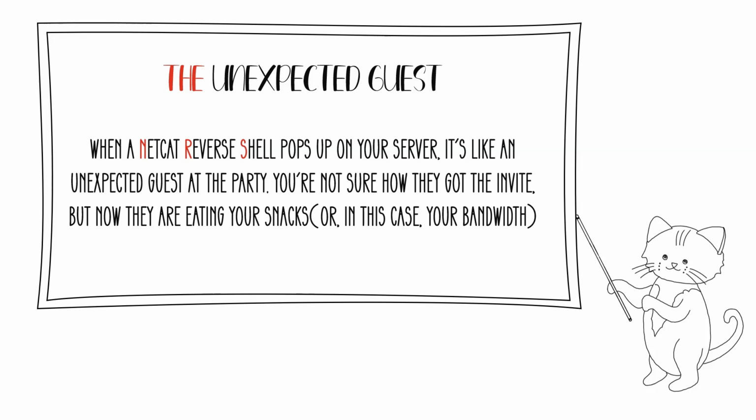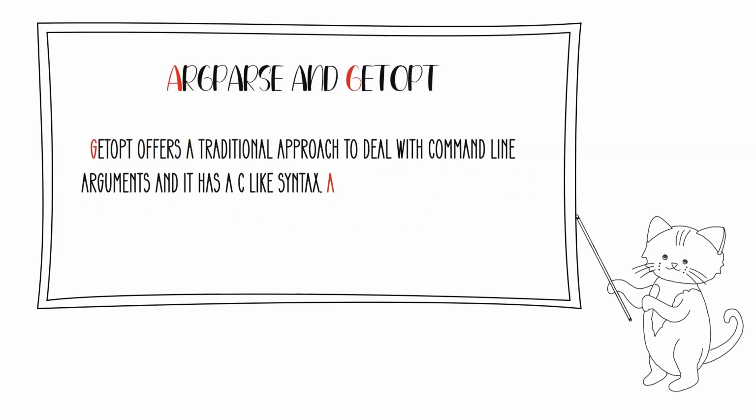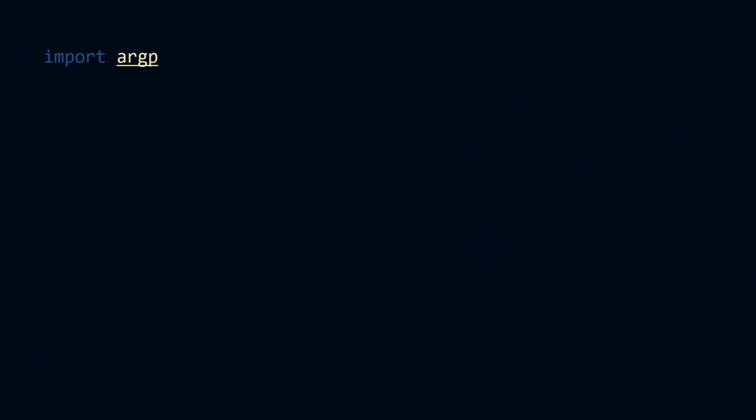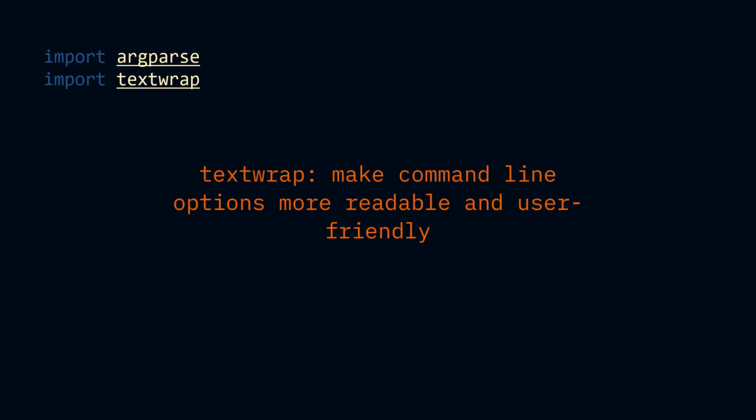To replicate the essential functionalities of netcat, particularly for obtaining reverse shells and executing commands, we will need a method to handle command line arguments in our Python script. For this purpose, there are several libraries available, but the most commonly used are argparse and getopt. While getopt offers a traditional approach with a syntax similar to C, argparse tends to be the preferred choice due to its versatility and user-friendly features. Therefore, we will begin by importing argparse. We also import textwrap as it usually works hand in hand with argparse and is mostly used to parse input commands and display outputs neatly.